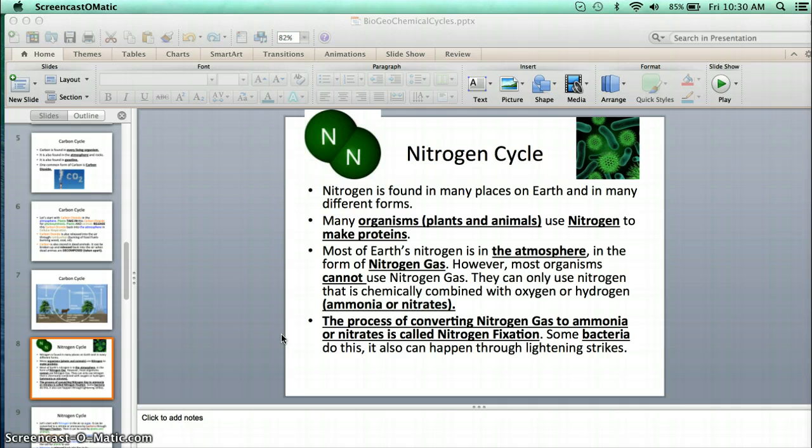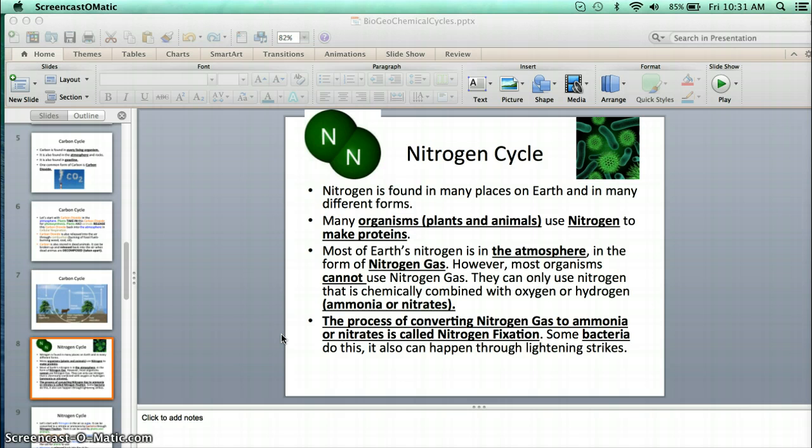And this type of nitrogen turns into ammonia or a type of nitrate. So we usually can't just use the nitrogen gas. It needs to be changed into a nitrate or ammonia for organisms to use it. So this process of converting nitrogen gas to ammonia or nitrates is called nitrogen fixation.